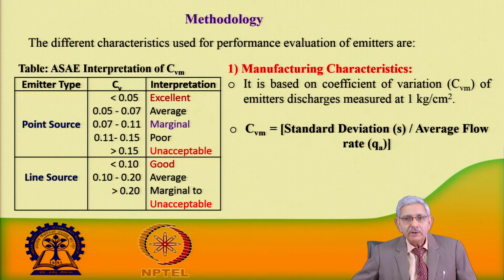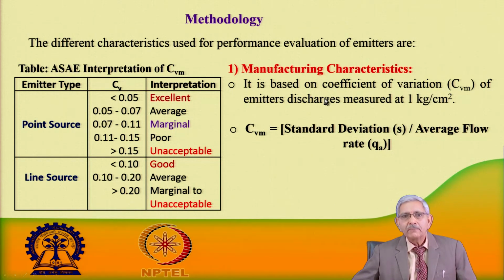So, when we want to evaluate drip emitters, this evaluation is done by using certain parameters. One of the parameters is manufacturing characteristics. When the drippers are manufactured, there is a heating process and the polymer material. Because of the heat or difference in temperature, there could be malfunctioning of some components, and you may find that some of the drippers are not falling in the correct category.